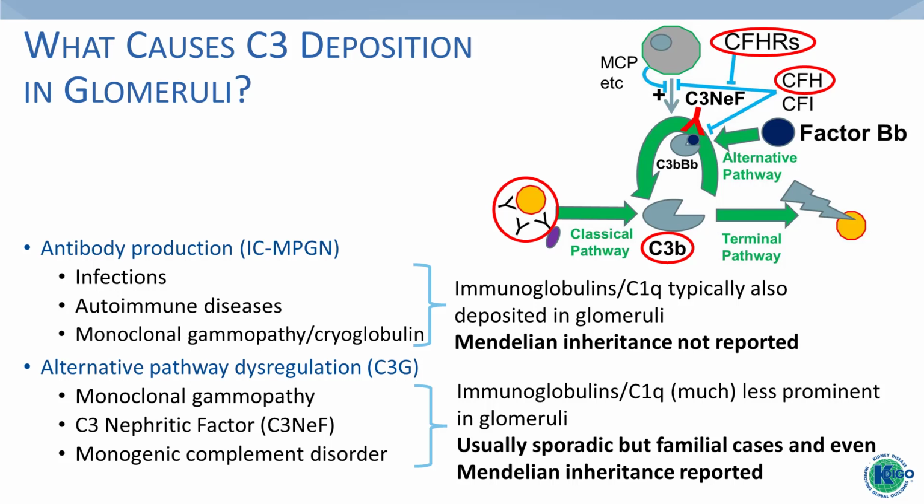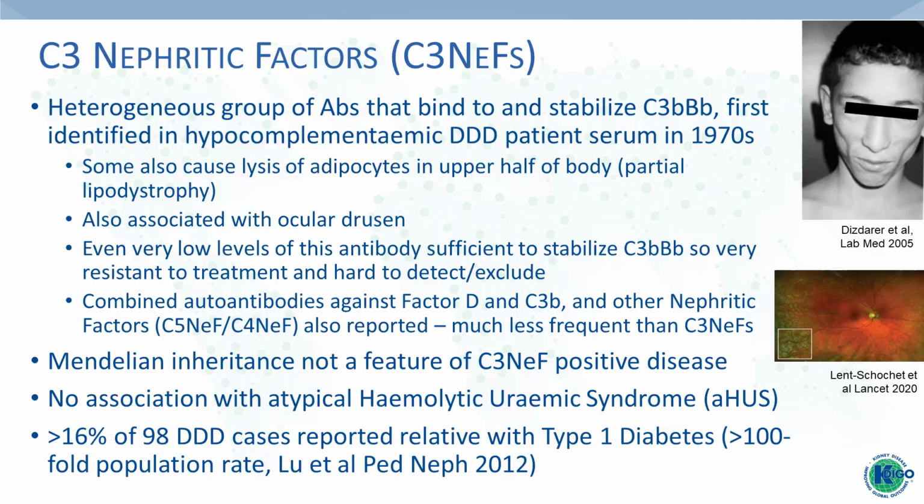It's most commonly seen in the setting of a C3 nephritic factor, which I'll talk about in the next slide, and is also reported in the setting of monogenic complement disorder. And I've ringed the genes that have been associated with Mendelian inheritance of C3 glomerulopathy, and I'll talk in more detail about them just now. So C3 nephritic factors are a heterogeneous group of antibodies that bind to and stabilize C3BBB, the activating protein in the alternative pathway. They were first identified in hypocomplementemic dense deposit disease patient sera in the 1970s, and they're also associated with partial lipodystrophy, shown here in this image, and ocular drusen, shown here.